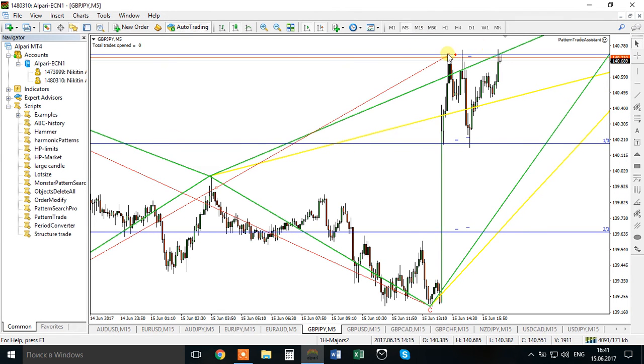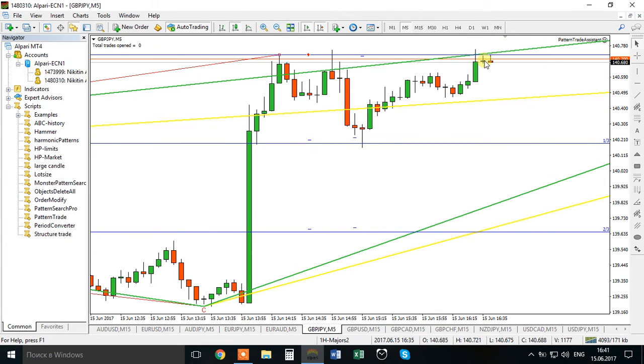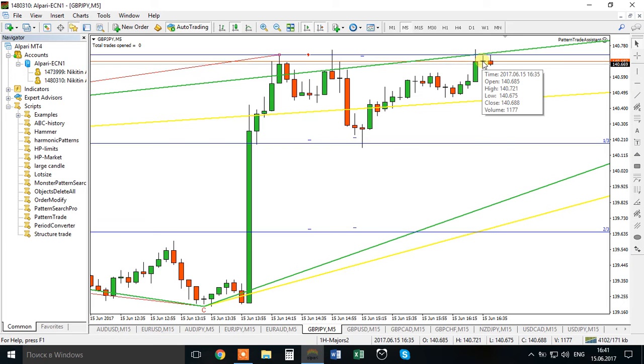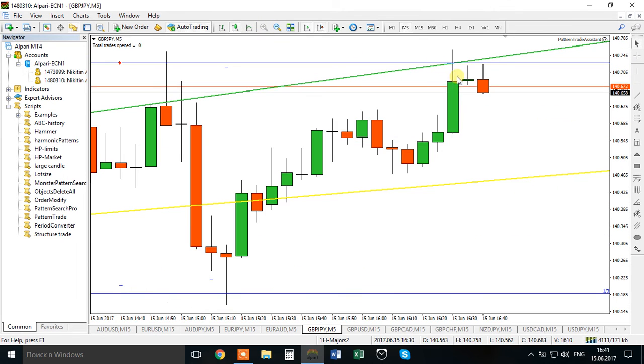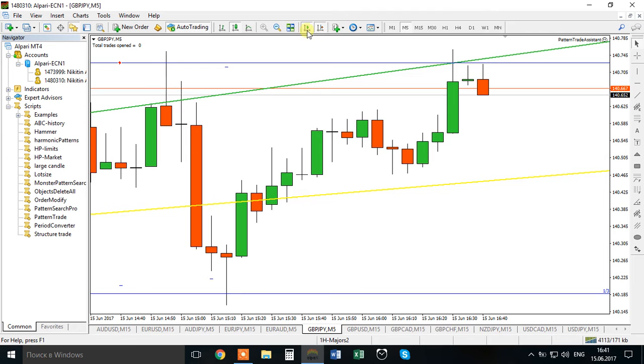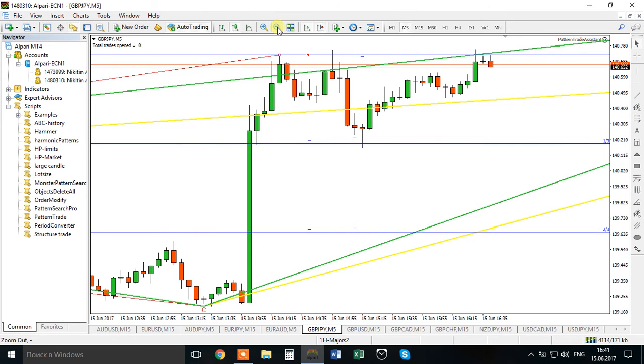Okay, looking for entry here. Let me zoom it in. The close says 4688 and open says 4685. So the close is higher than the open, if I'm not mistaken. Yes, it is a green candle. I need a red candle. First red candle is the confirmation.